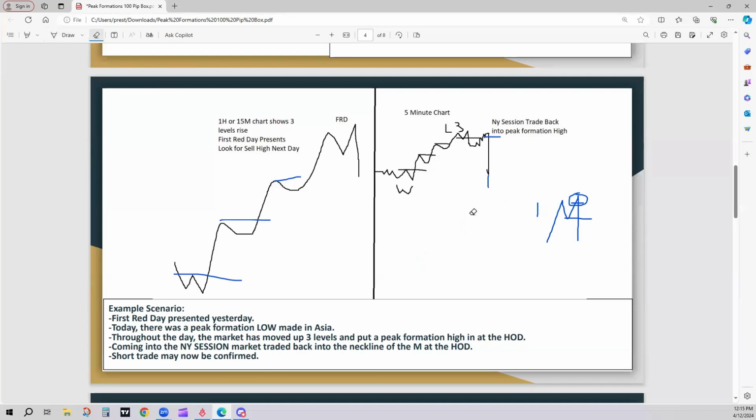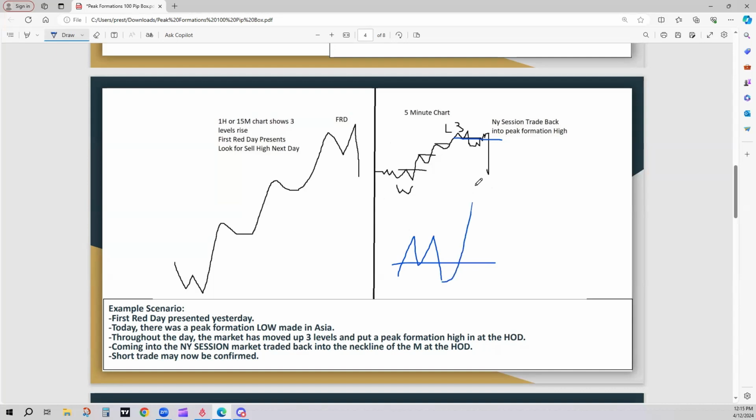Okay. So I'm going to reiterate one thing real quick. What lines are important? If the M has already been formed, draw my neckline. If the M is in the process of being formed, I draw the high and I wait for them to trade back up into it. That part's very important and it's going to help you significantly to not miss trades and also to know which levels to identify properly.